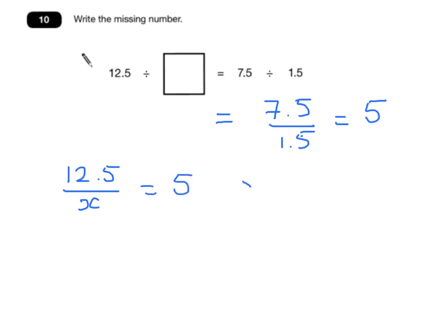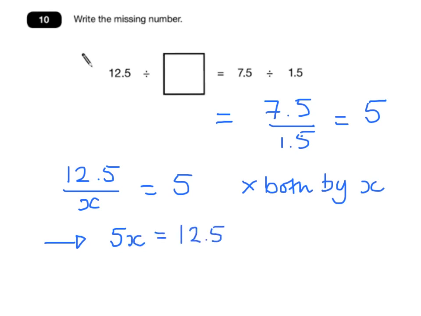To get rid of that x, or to isolate it, we can times both sides by x. So we'll then get 12.5 on its own and 5x, or 5x equals 12.5. Therefore, x equals 12.5 over 5, which is 2.5. We've just divided both sides by 5. 5x divided by 5 is x, 12.5 divided by 5 is 2.5. So the missing number is 2.5.